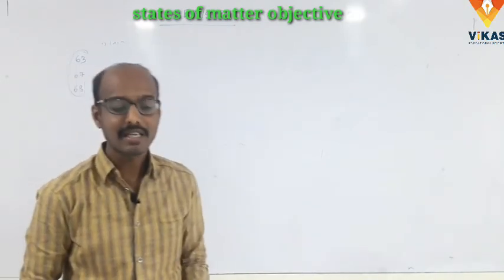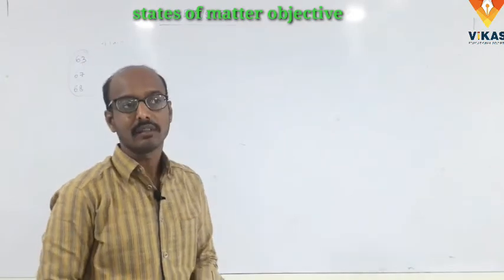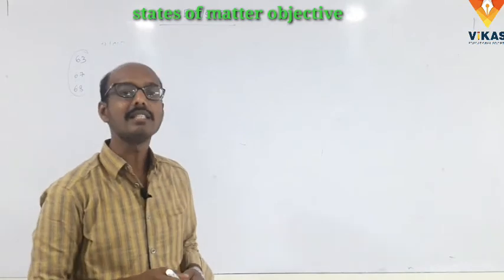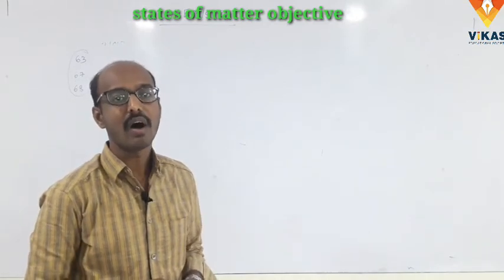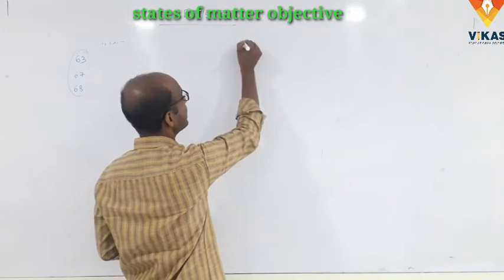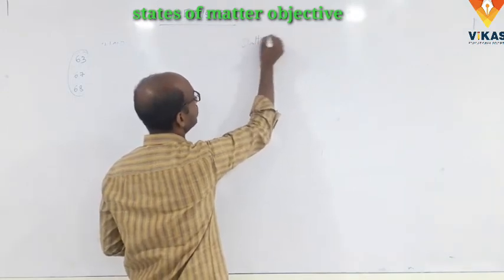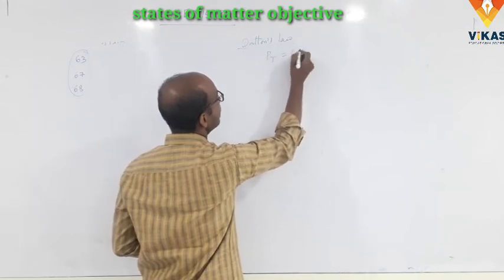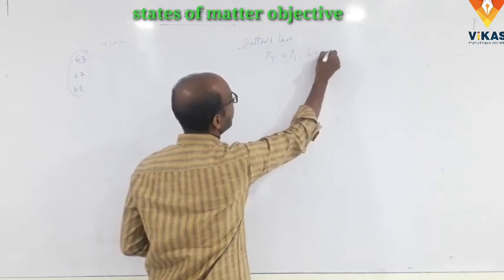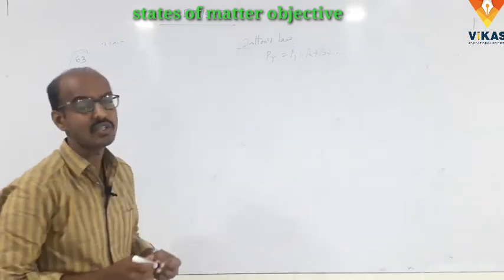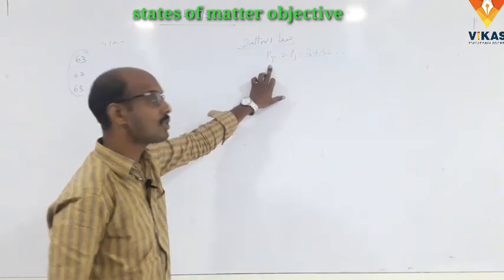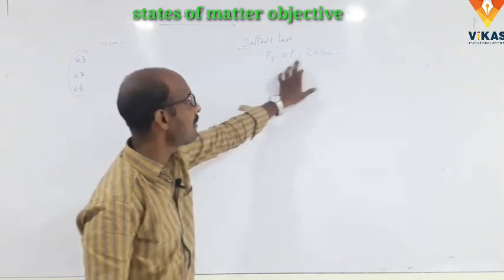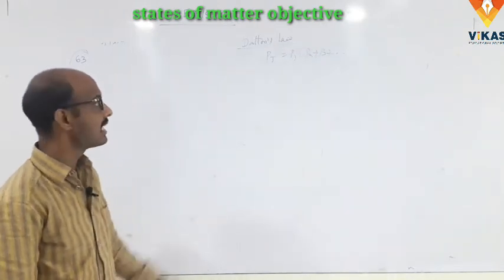So what is meant by Dalton's law? The total pressure influenced by the mixture of the non-reacting gases is equal to the sum of the partial pressures of all individual gases, as we said in the last class. That is the Dalton's law. That is, P total is equal to the sum of the partial pressures P1 plus P2 plus P3 and so on. So what is the Dalton's law? The total pressure influenced by the mixture of the non-reacting gases is equal to the sum of the partial pressures of all individual gases. That is the Dalton's law.